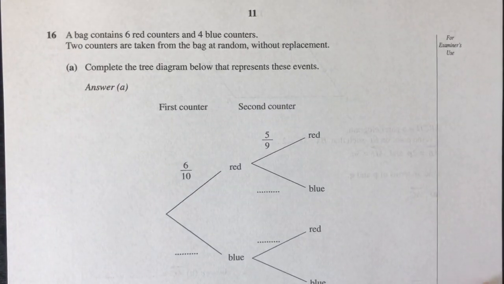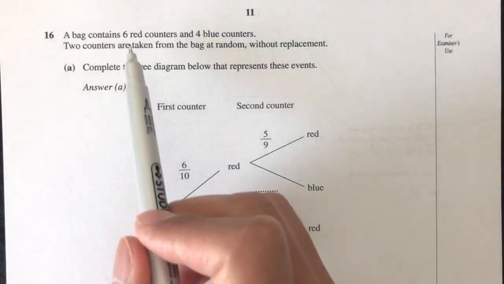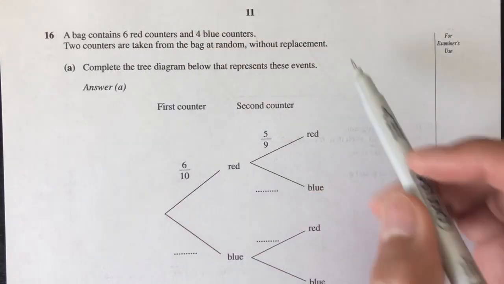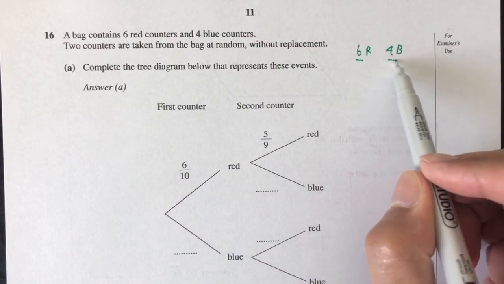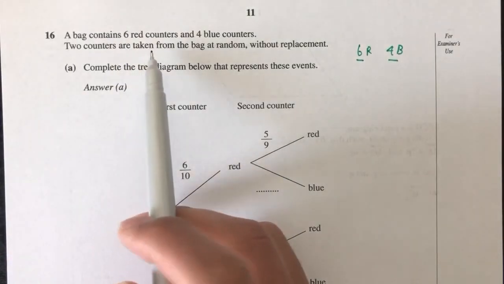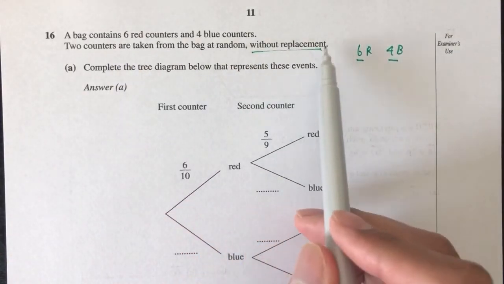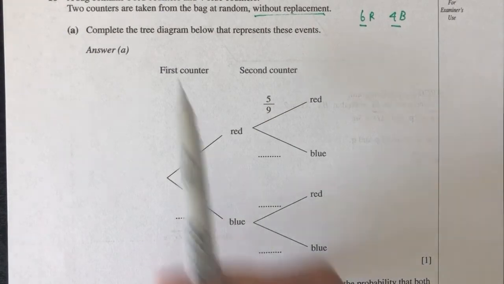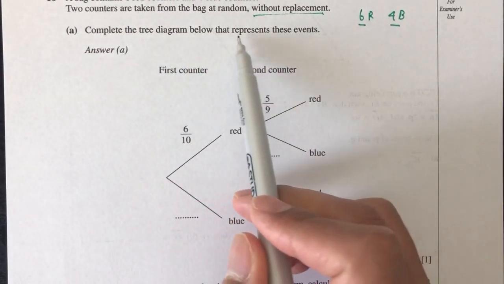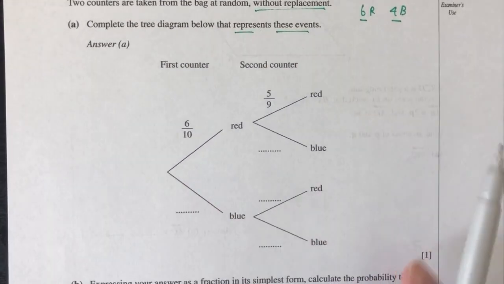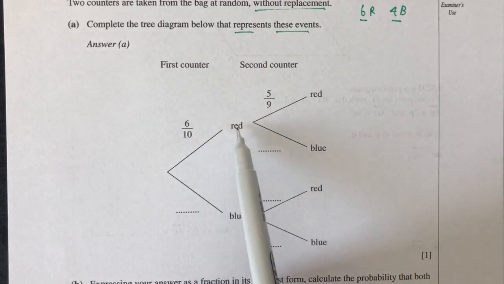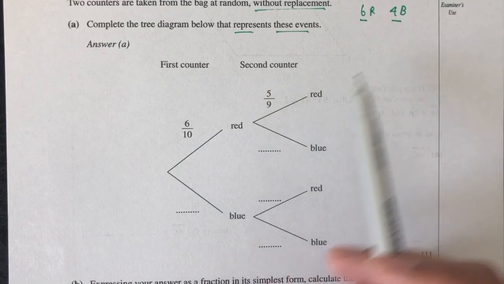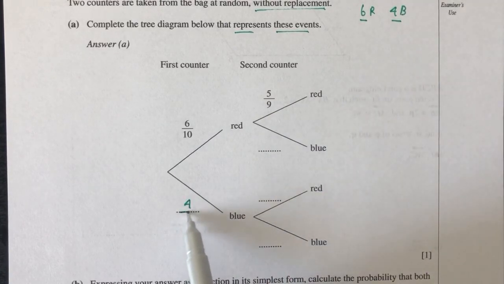Let's move on to question number 16. A bag contains 6 red counters and 4 blue counters. So 6 red and 4 blue counters. 2 counters are taken from the bag at random without replacement. Part A. Complete the tree diagram below that represents this event. So for the first counter, as you can see, we have 6 over 10 chances of it being red. So we have 4 over 10 of it being blue.